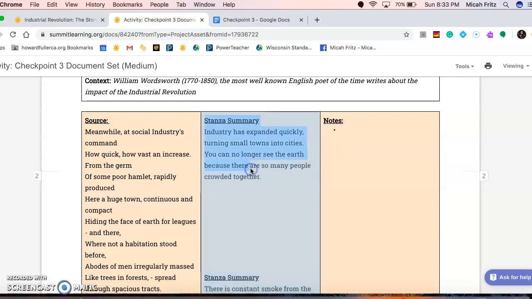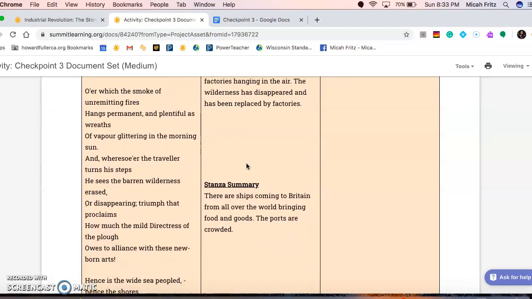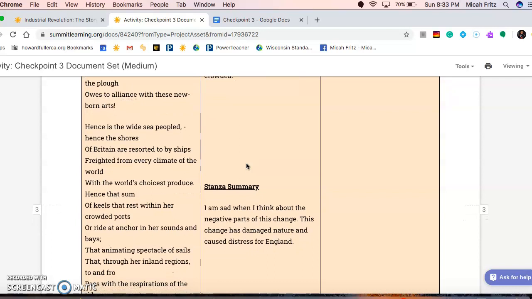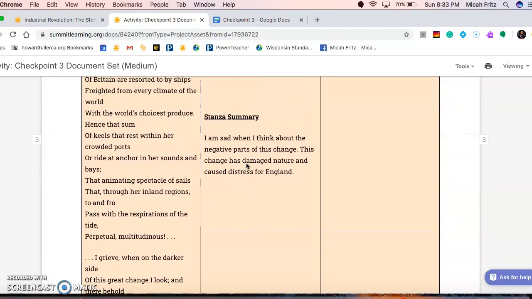All right. I'm going to go on for the example I used down here. This last stanza is pretty good.